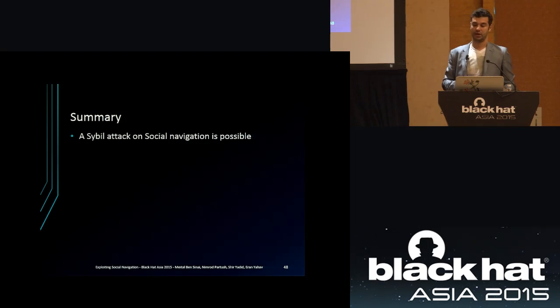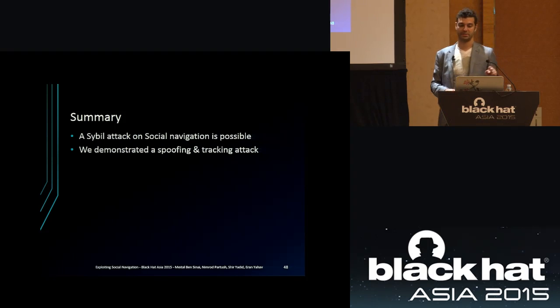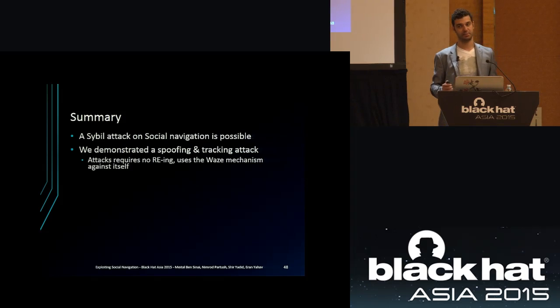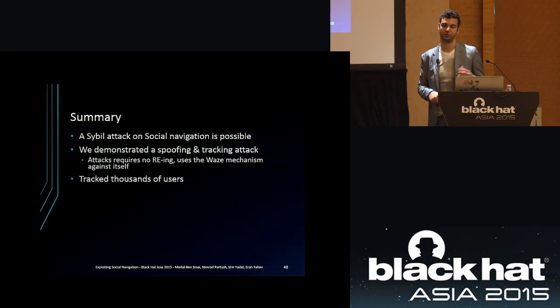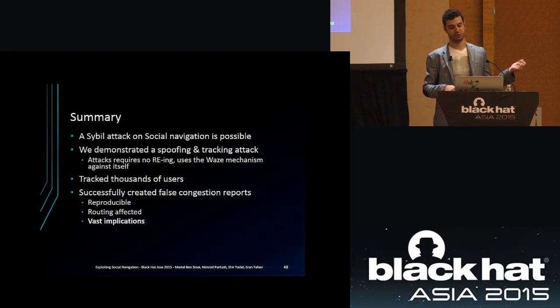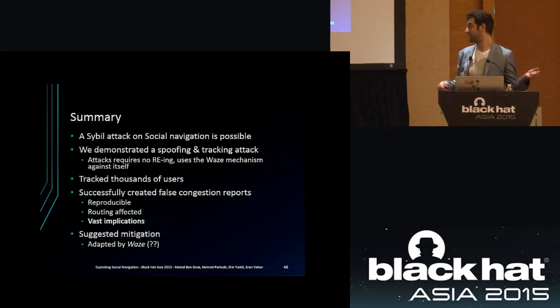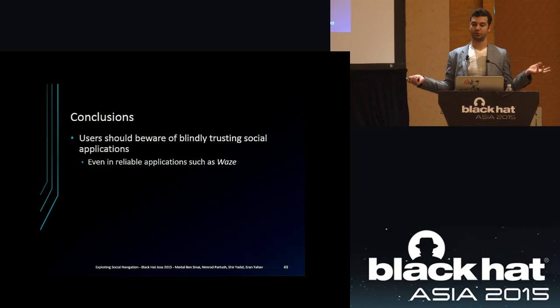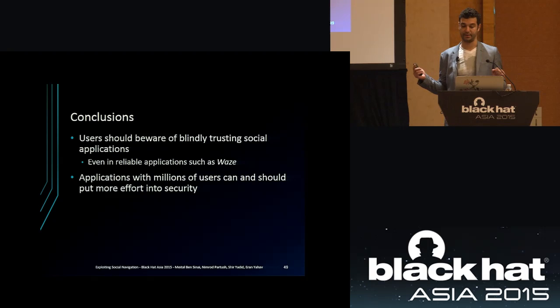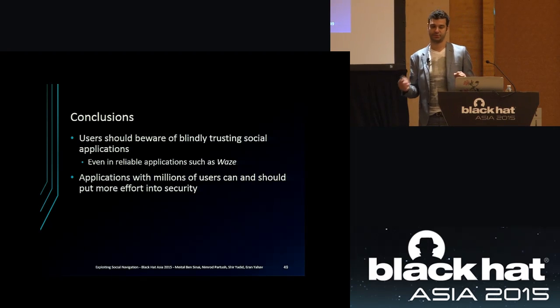Okay, to summarize, we've shown that a Sybil attack on social navigation is possible, and we demonstrated a spoofing and tracking attack. What's nice about our attack is that it requires no reverse engineering. We just use the Waze mechanism as a benign user against itself. We were able to track thousands of users and create false congestion. This has vast implications. We suggested a mitigation that we suspect was adopted by Waze, but we were not sure. So to conclude, users should beware of trusting social applications blindly, even reliable ones, and those applications should put more effort into security.